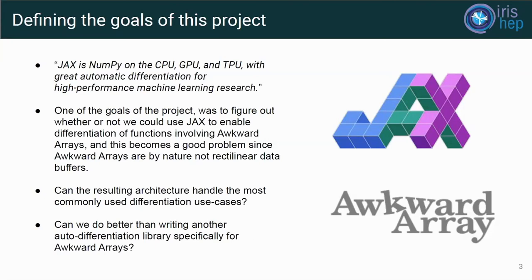Second, whether this resulting architecture could handle the most commonly used differentiation use cases. And finally, we'd really like to do better than write another auto-differentiation library specifically for awkward arrays, since there are a lot of auto-differentiation libraries available, and it would be rather wise to reuse them rather than coming up with another auto-diff library just for awkward arrays.